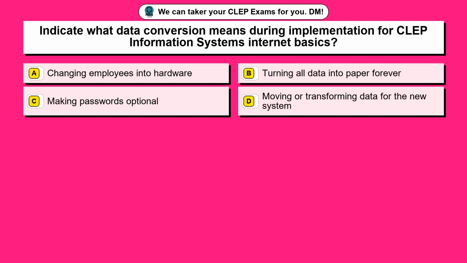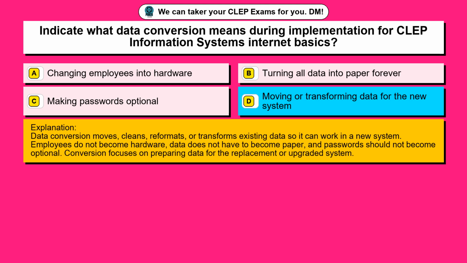Question 75. Indicate what data conversion means during implementation for CLEP Information Systems Internet Basics. Option A. Changing employees into hardware. Option B. Turning all data into paper forever. Option C. Making passwords optional. Option D. Moving or transforming data for the new system. The correct answer is option D. Moving or transforming data for the new system.